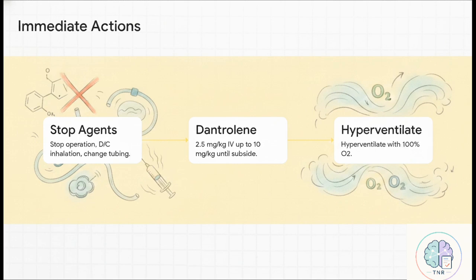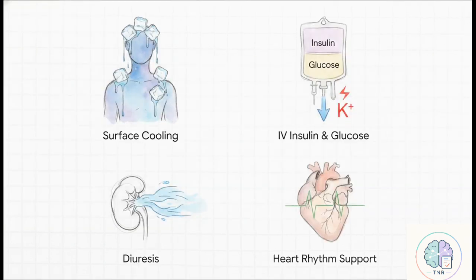Step 2. Push dantrolene sodium. Start with an IV dose of 2.5 milligrams per kilogram, but you've got to be ready to infuse it up to 10 milligrams per kilogram until those symptoms actually subside. And step 3. Hyperventilate the patient with 100% oxygen. But you're definitely not done yet. You still have to manage the massive systemic fallout.